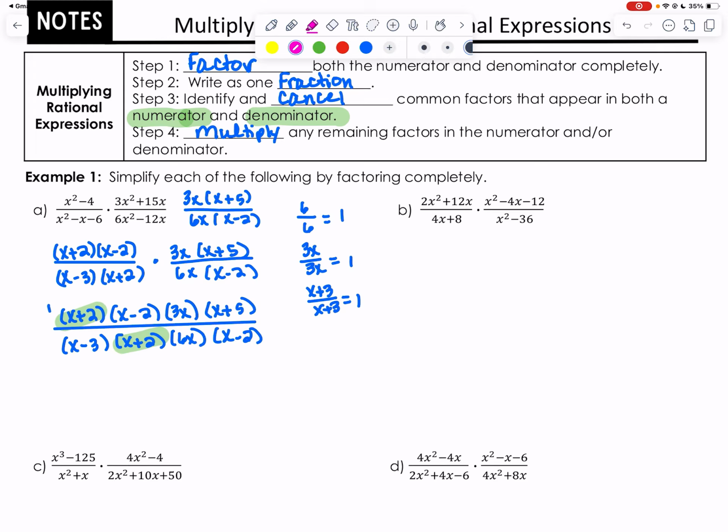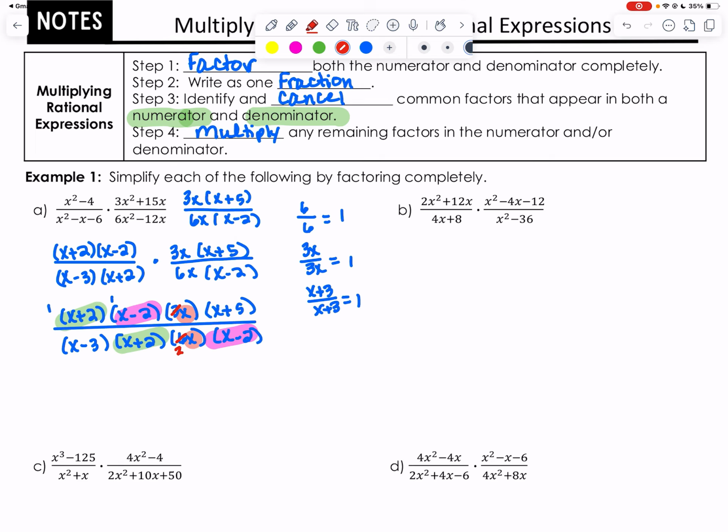Let me grab a different color. This x minus 2 will cancel with that x minus 2. That would also divide to be 1. Let's see. Now, we have 3x and 6x. Those won't divide to be 1, but we do know, let me grab a red pen, that 3 goes into 6 2 times. And x over x is equal to 1. So this will divide to be 1. Okay? Now, step 4, multiply any remaining factors in the numerator and or denominator.